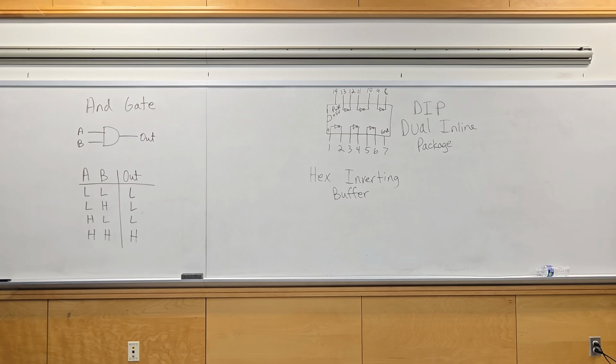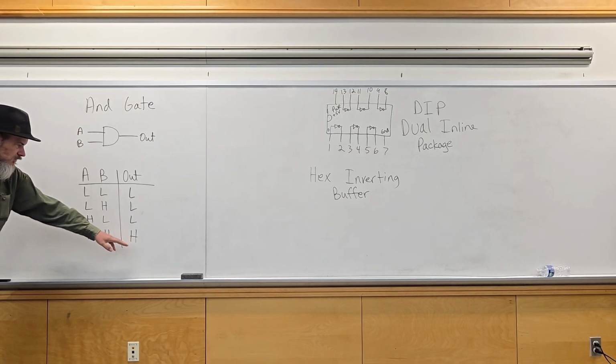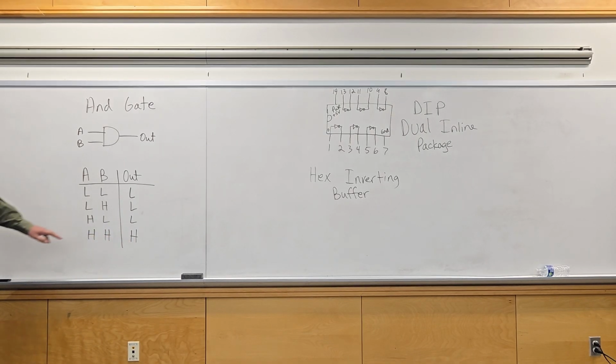So here we have a device that looks at both inputs. If they are both high, then the output is high. Otherwise, the output is going to be low. And if A and B are both high, then it's high. If not, then it's going to be low.